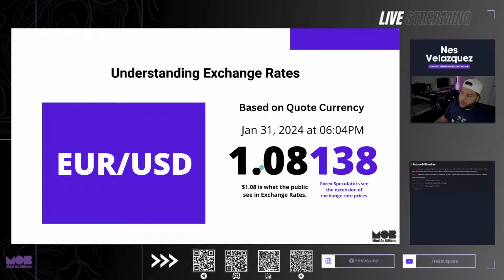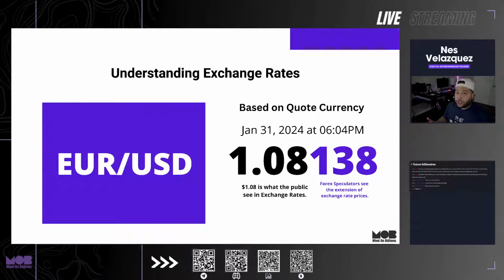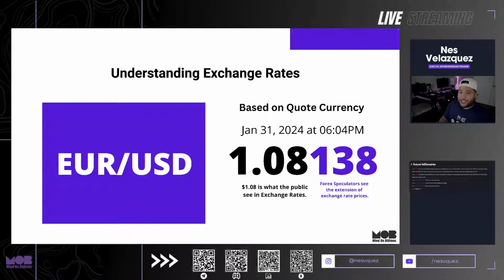This is what we see usually, but the Forex speculators see the extension of the exchange rate prices over here. And this is what matters, because when this goes up or down, it's going to impact our trades at that very small level. We are talking about high frequency trading here.